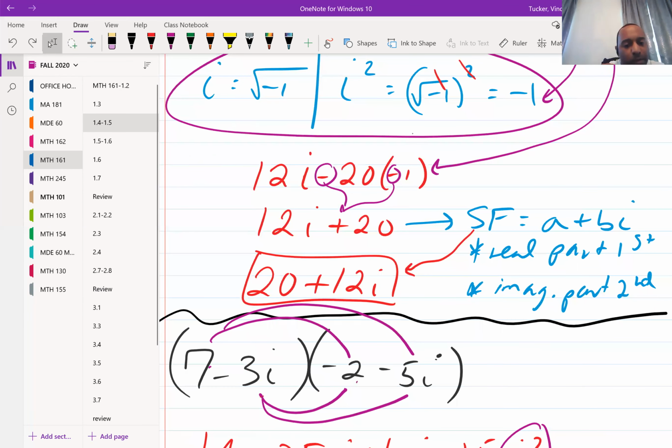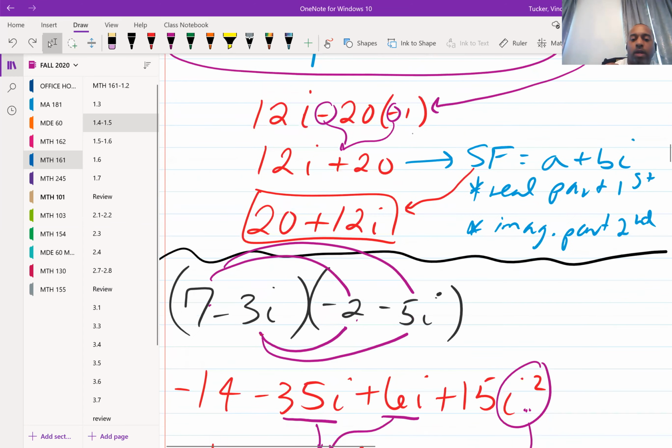All right, next one: (7 - 3i)(-2 - 5i). So we're going to FOIL, distribute each one of our terms. That's 7 times -2, 7 times -5i, then -3i times -2, and -3i times -5i. And we have this here.